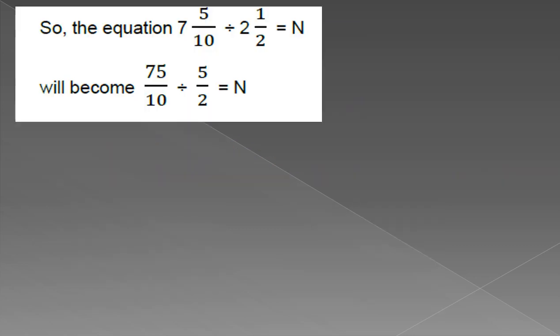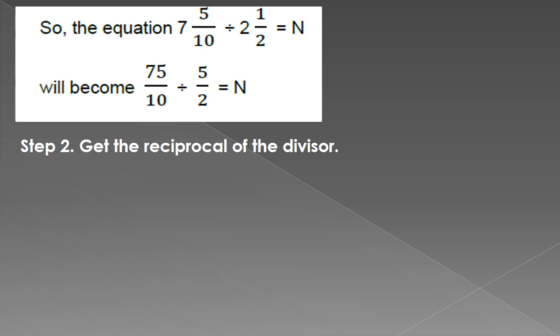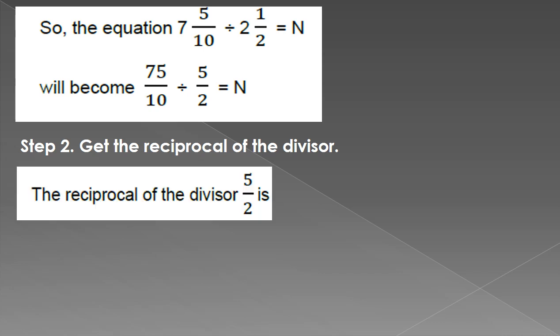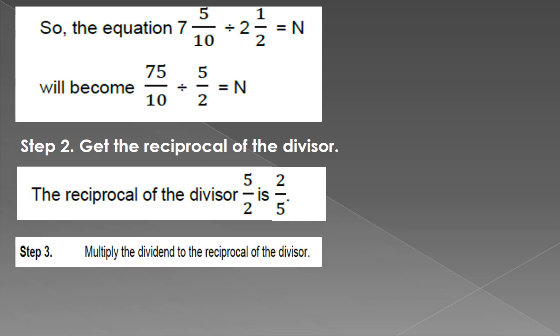So the equation 7 and 5 over 10 divided by 2 and 1/2 is equals to n will become 75 over 10 divided by 5 over 2, or 5 halves, equals n. Step number 2, get the reciprocal of the divisor. So the reciprocal of the divisor 5 halves, or 5 over 2, is 2/5, or 2 over 5. So now, step number 3, multiply the dividend to the reciprocal of the divisor.